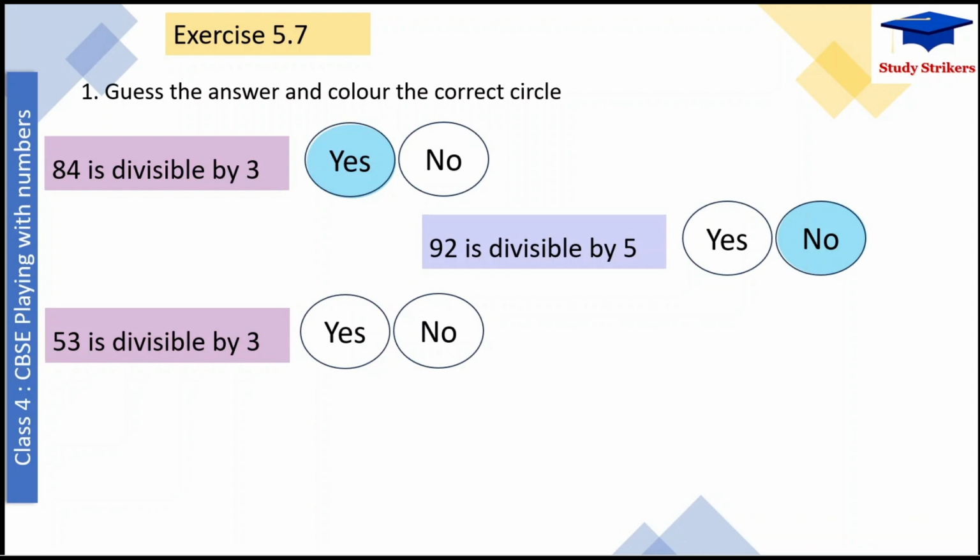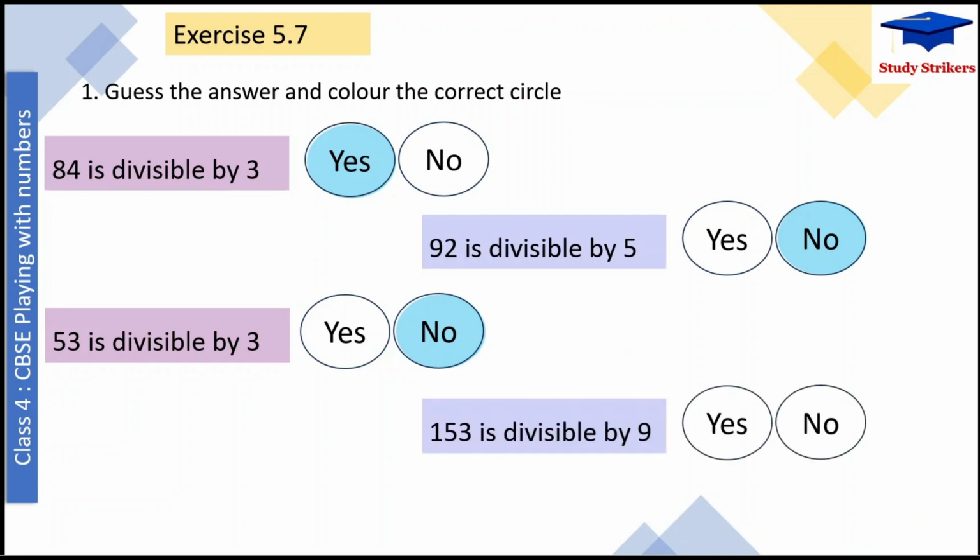53 is divisible by 3. Yes or no? First thing, the addition of 5 and 3 is 8, so it's not divisible by 3. And actually 53 is a prime number. So a big no. 153 is divisible by 9. Yes or no? The addition of 1 plus 5 plus 3: it's 6 plus 3, it's 9. And yes, 9 is divisible by 9. So yes, over here.